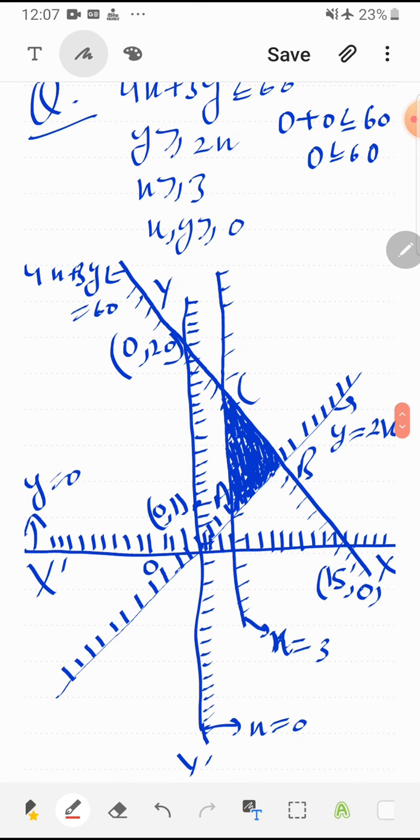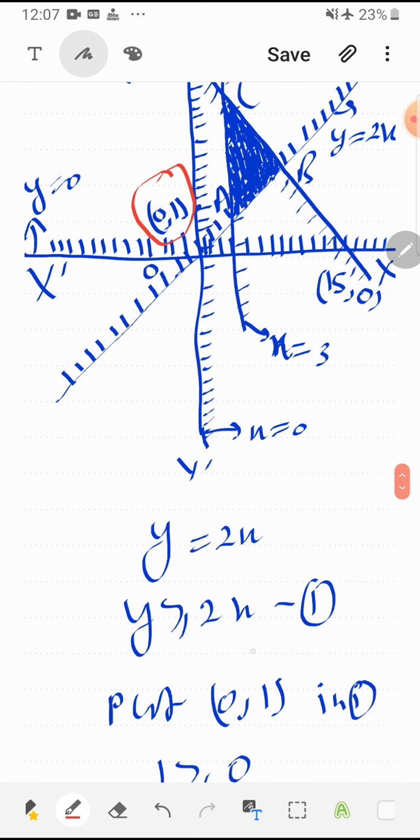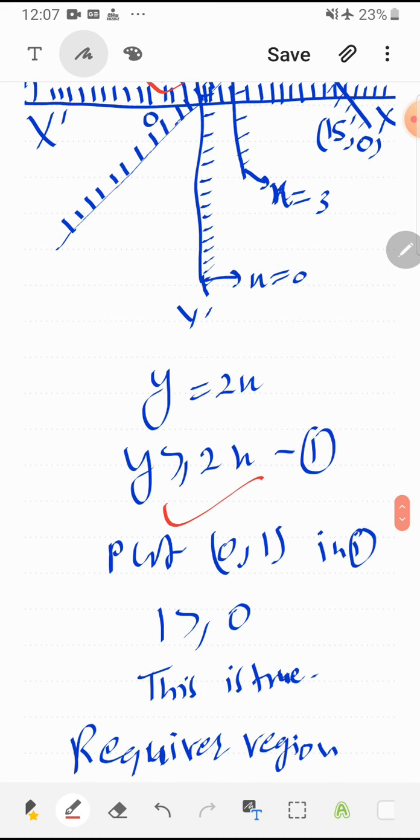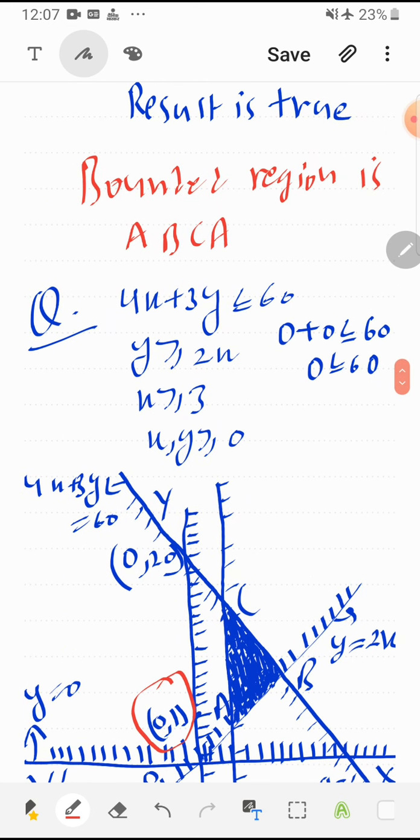Now for shading, I won't put 0, 0, the origin, because if I put the origin, nothing is towards the origin and nothing is away from the origin, because the line is passing through the origin itself. So what I am going to do is pick any other standard point, either on the x-axis or y-axis. We have discussed this thing yesterday also. Now I am picking 0 comma 1. If I put x equal to 0 and y equal to 1, the result is 1 greater than or equal to 0, which is true. That means shading will be done towards this point, that is 0 comma 1.